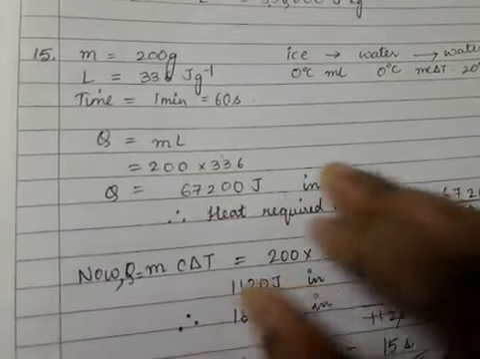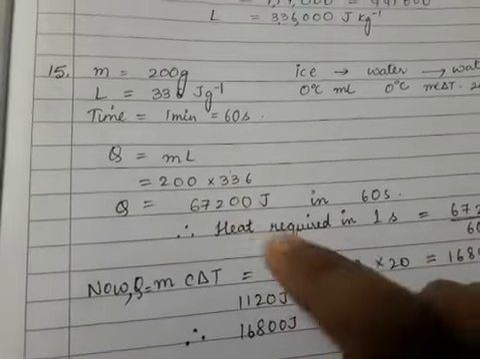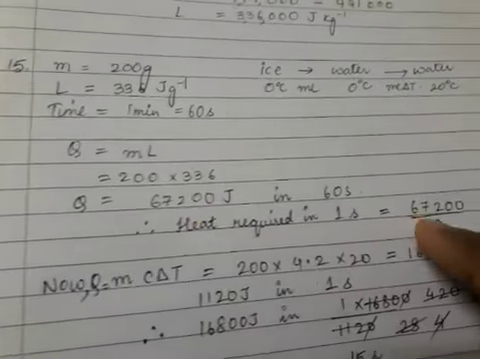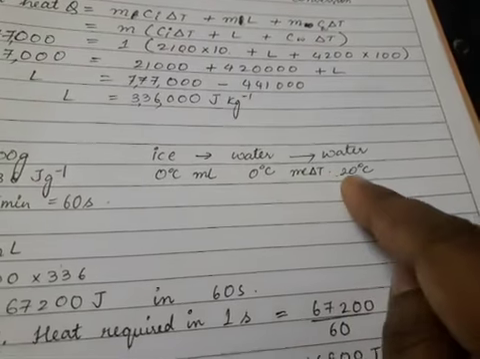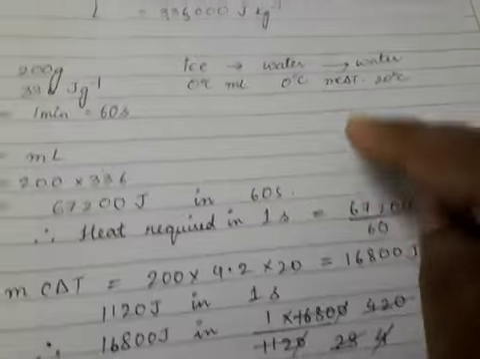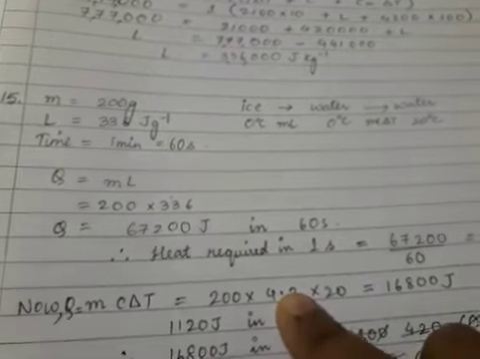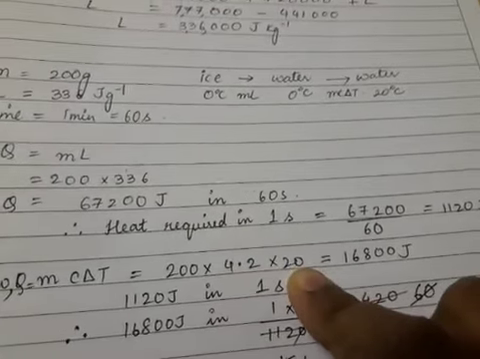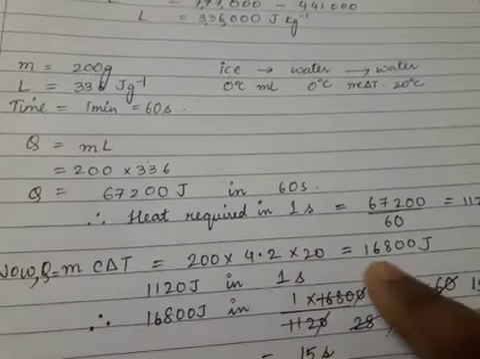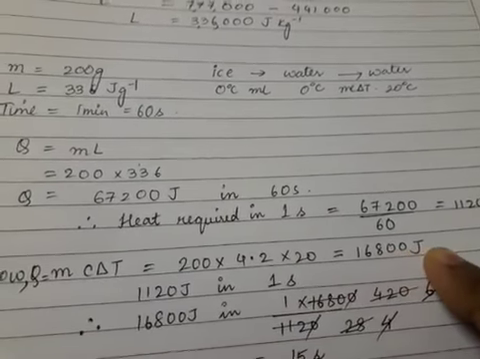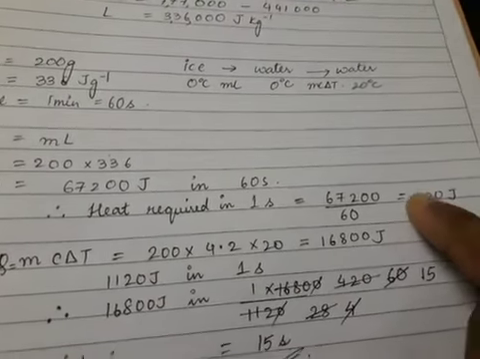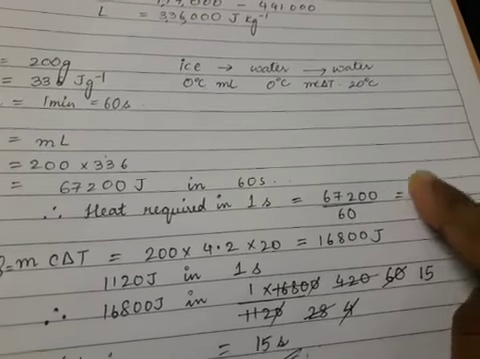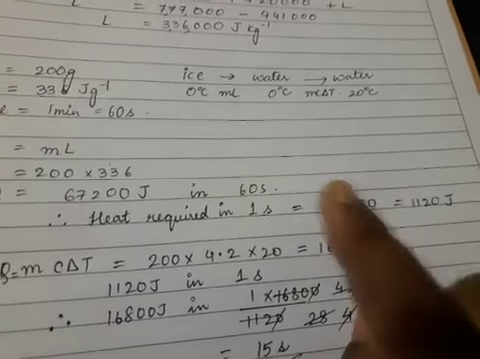So heat required in 60 seconds is this much. So heat required in 1 second will be 67200 divided by 60. Now our next Q is what? mc delta T. Yes, so same, mass will be same, c will be for water, and delta T is 20. So when you multiply it, you will get the Q to be 16800 joules. So heat required in 1 second is 1120. That means 1120 joule of heat was required in 1 second.